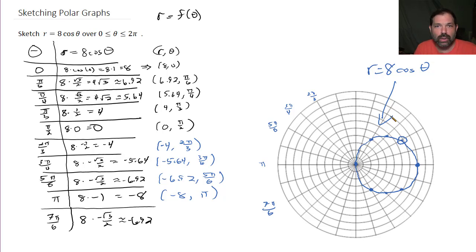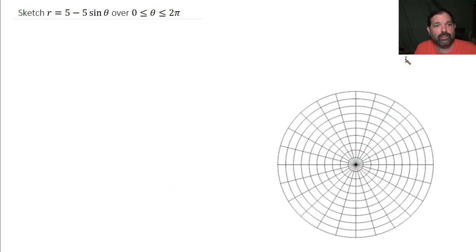So what I'd like for you to do is try one of these on your own. Go point-by-point plotting and see if you can graph r equals 5 minus 5 sine theta. Now is a good time to pause and try this one out on your own. If you do this correctly, you get a nice shape. I'll leave it at that.